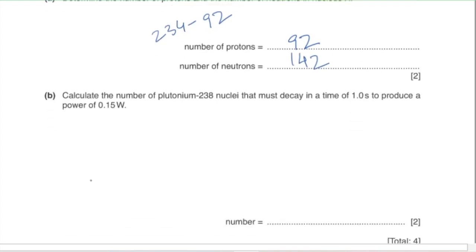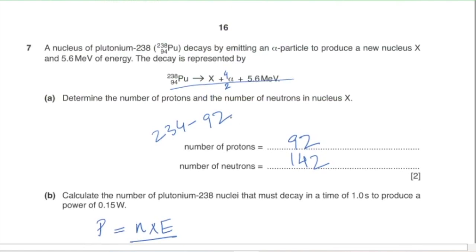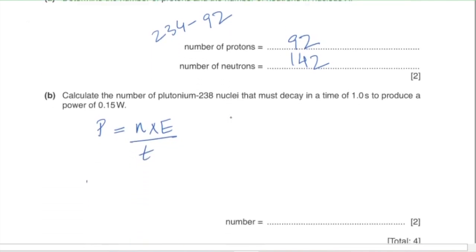Part B, calculate the number of plutonium-238 nuclei that must decay in a time of 1 second to produce a power of 0.15 watts. So power has a formula of number of nuclei multiplied by the energy divided by time taken. Since we are given the power and we are also given the time and energy, we will first need to convert the energy in mega electron volt to joules, because that's the SI unit.